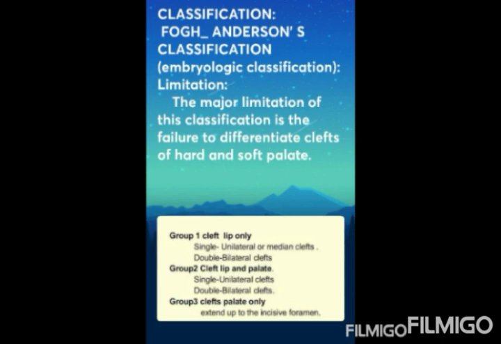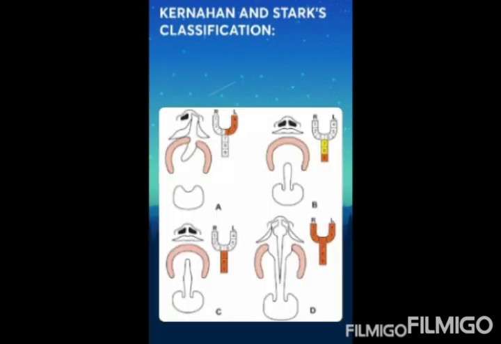The classification of oral and facial clefts. There are a lot of classifications. The first one is Fogh-Andersen's classification, which is an embryologic classification. Group 1 is cleft lip only: single, that is unilateral or median cleft, and double side, that is bilateral cleft. Group 2 is cleft lip and cleft palate: single, unilateral cleft, and double, that is bilateral cleft. Group 3 is cleft palate only, extending up to the incisive foramen. The limitation here is the failure to differentiate clefts of the hard and soft palate.